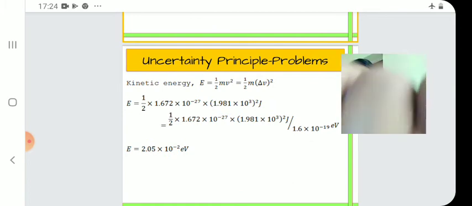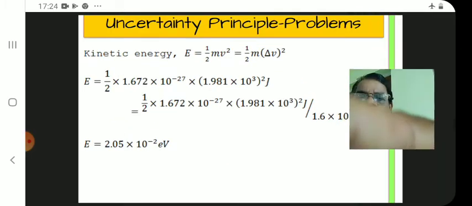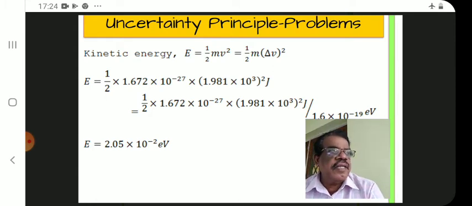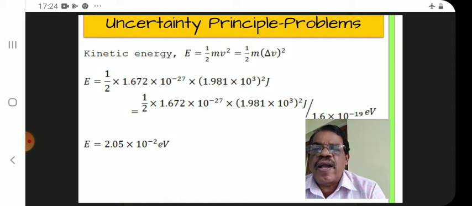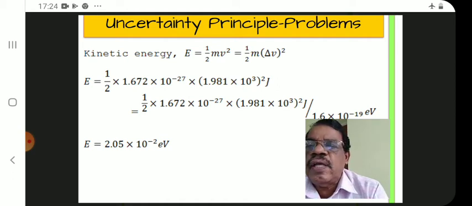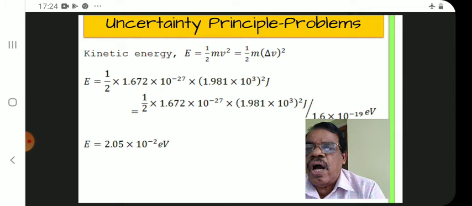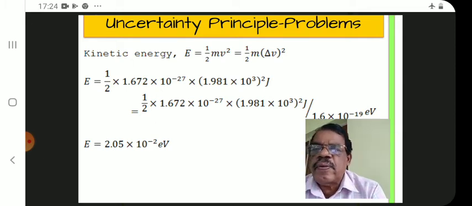Next is energy. Kinetic energy E is half m v square. Here the velocity is delta v. We have to take the uncertainty in velocity and find the energy corresponding to this uncertainty in velocity. So E is half m into delta v square, equal to half into 1.672 into 10 raised to minus 27 into 1.981 into 10 raised to 3 square joule.